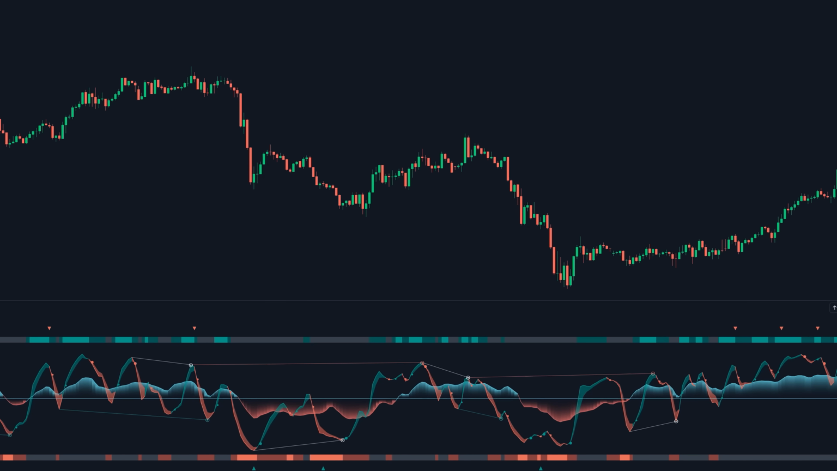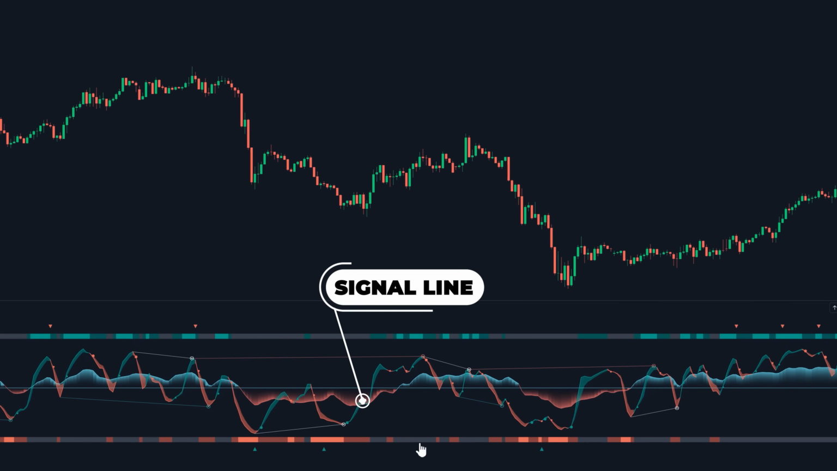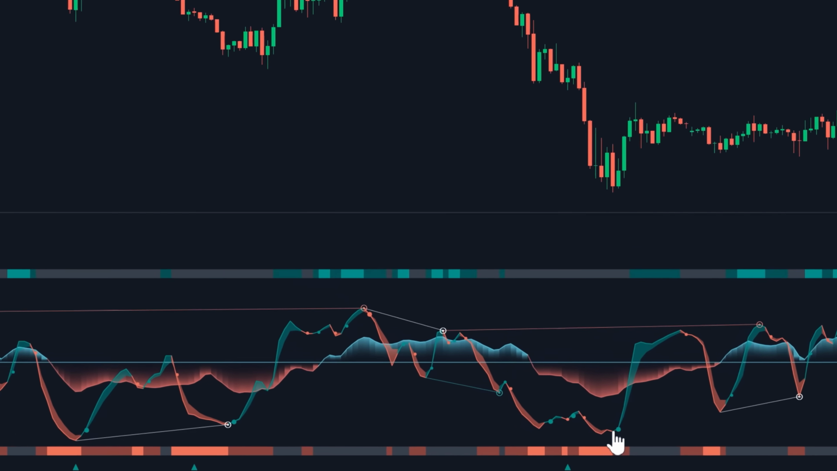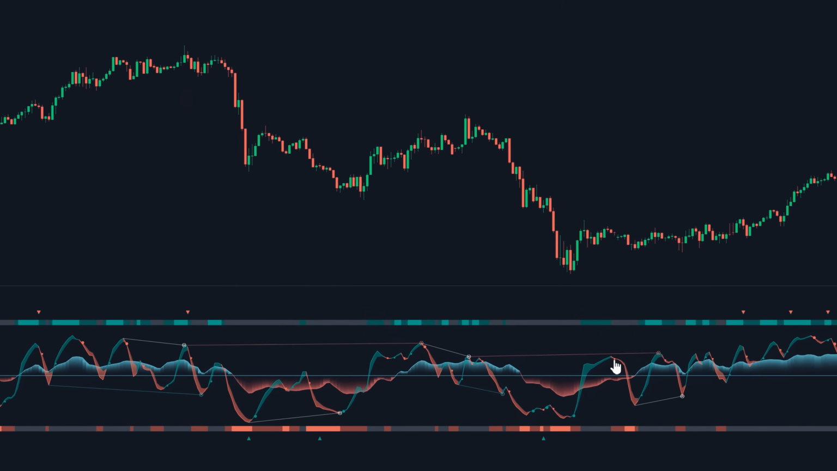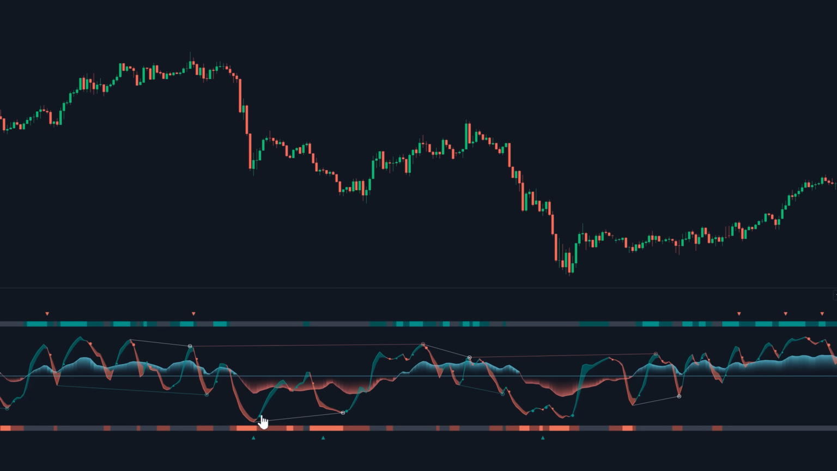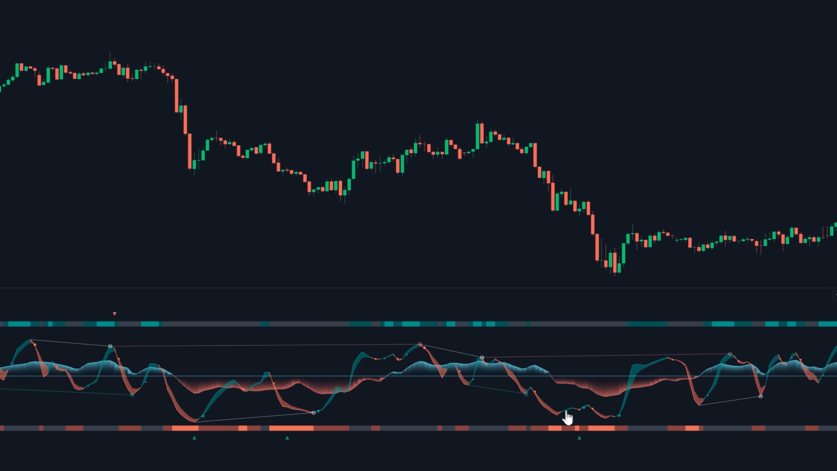The next component is called the signal line. It provides insights into trend changes and price reversals. These dots on the line indicate the beginning of a trend shift. They can vary in size, offering a clearer understanding of the strength of the emerging trend. This feature works in combination with the RSI, the stochastic, and the MFI indicators, ensuring you capture every market movement accurately and promptly.